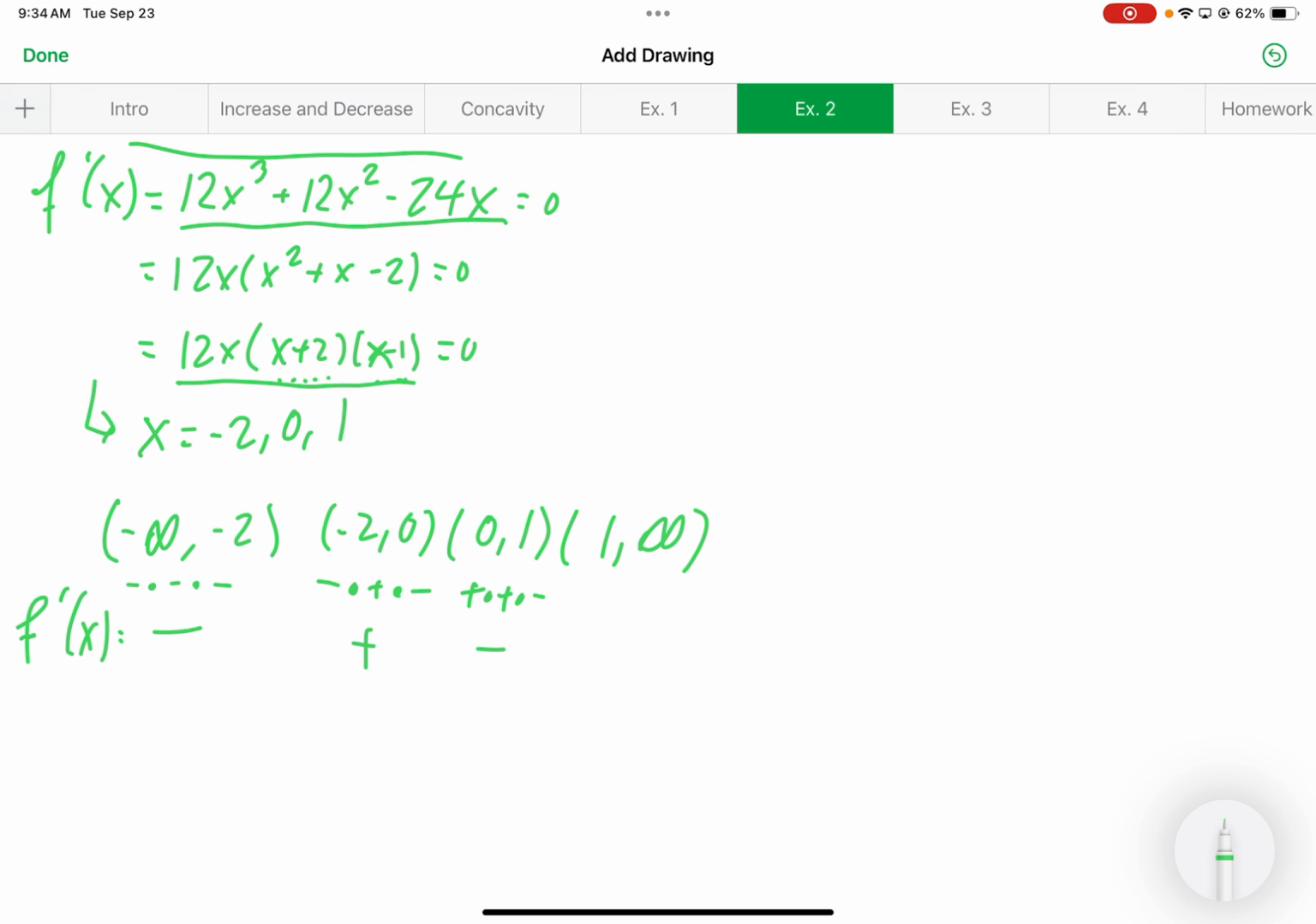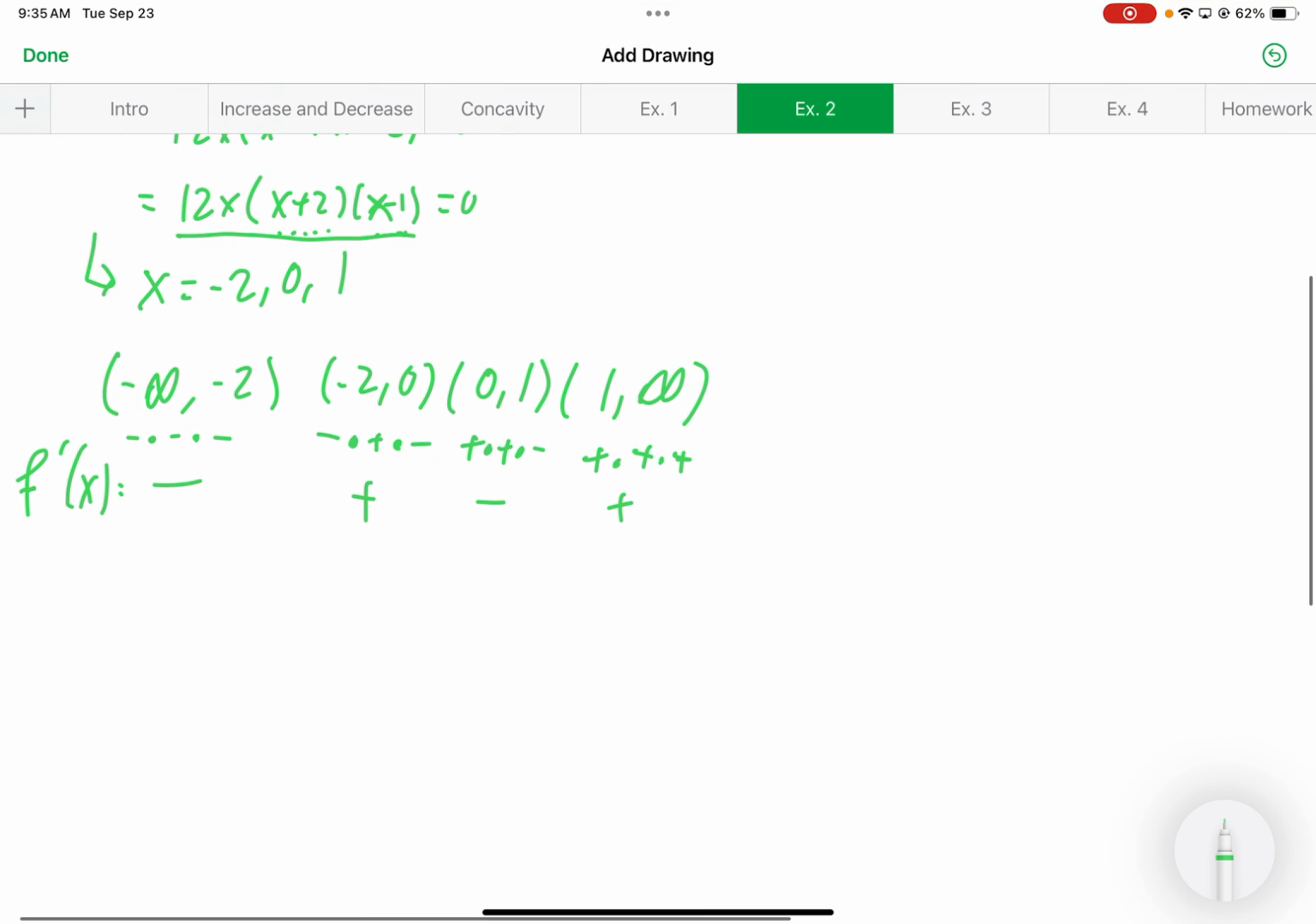And then last but not least, let's plug in 1 million. So if I do 1 million times 12, I get a big positive number. 1 million plus 2 is a big positive number. And then 1 million minus 1 is still a big positive number. So a positive times a positive times a positive gives me what type of output?